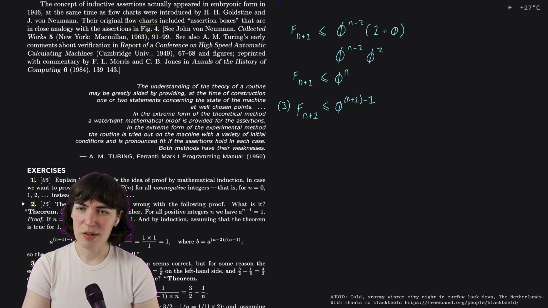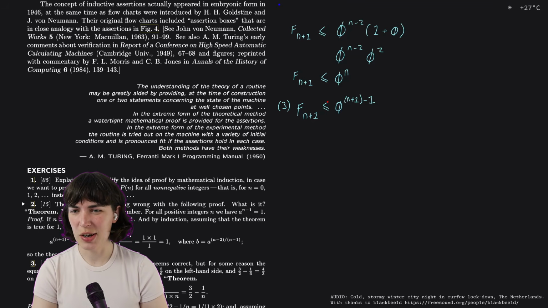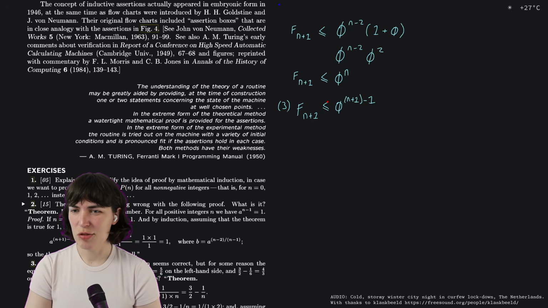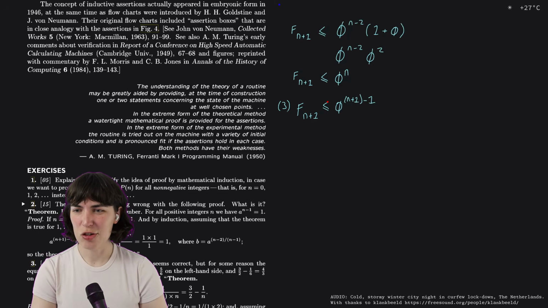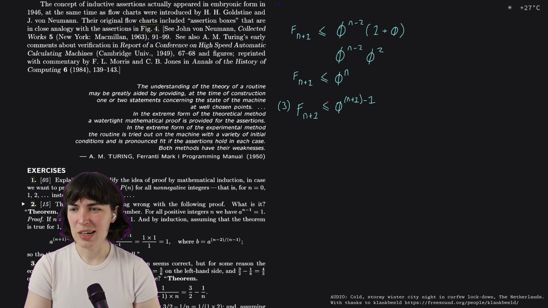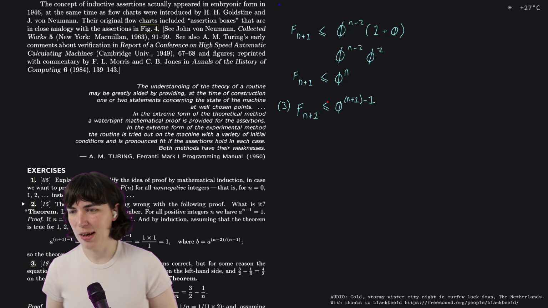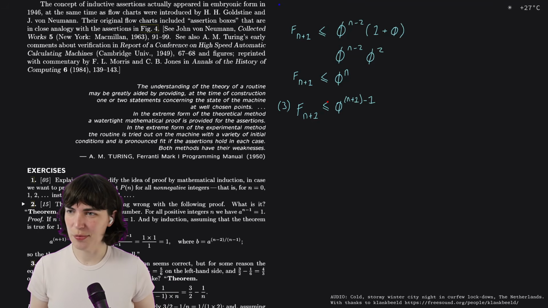The understanding of the theory of a routine may be greatly aided by providing at the time of construction one or two statements concerning the state of the machine at well-chosen points. This is Turing. In the extreme form of the theoretical method, a watertight mathematical proof is provided for the assertions. In the extreme form of the experimental method, the routine is tried out on the machine with a variety of initial conditions and is pronounced fit if the assertions hold in each case. Both methods have their weaknesses. How interesting.